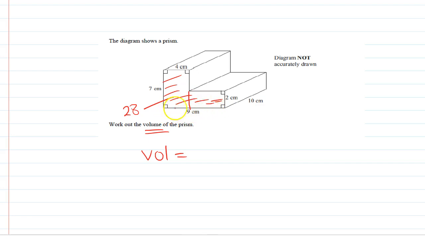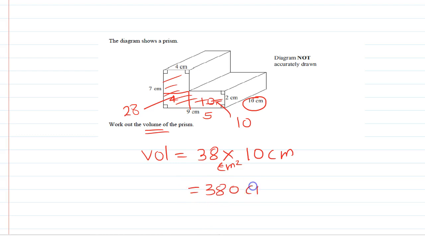Now what about this side? If this is 4, then this is also 4. So 9 take away 4, this is 5, and this area will be 10. So 28 plus 10 is 38. Volume is area of cross section times length, and length is given, 10 centimeter. 38 times 10, so it is centimeter square and this is 10 centimeter, so it will be 380 centimeter cube. That will be the volume.